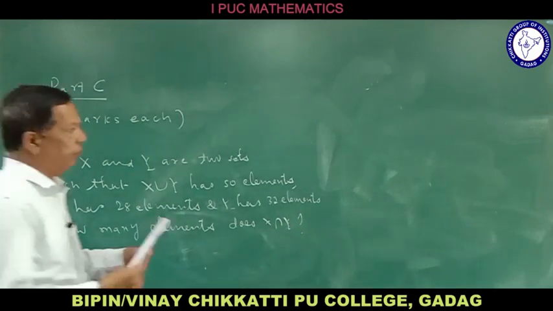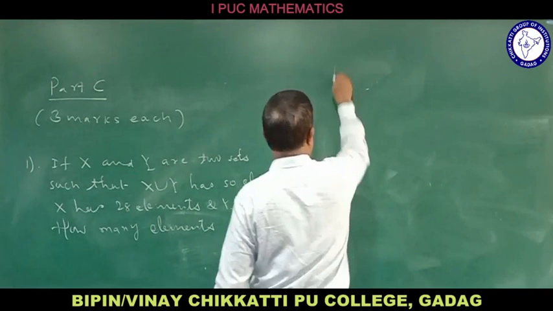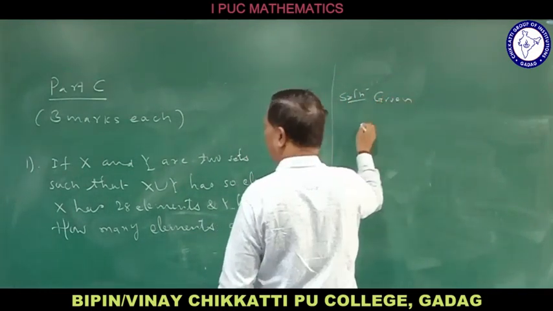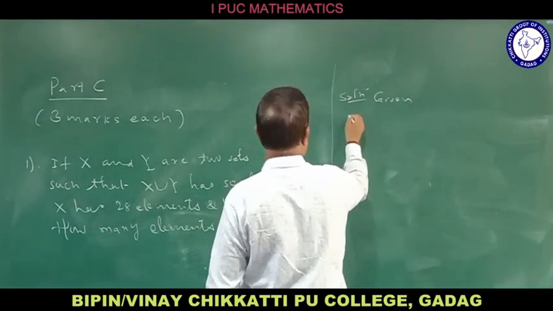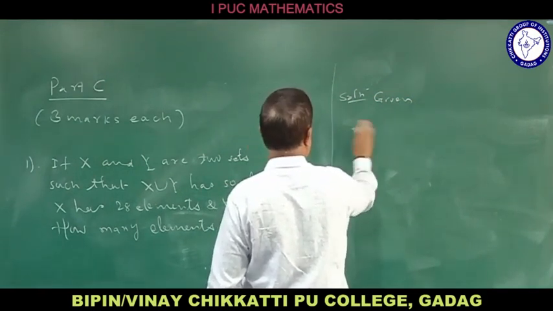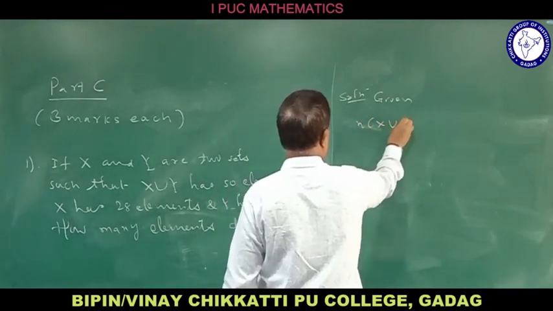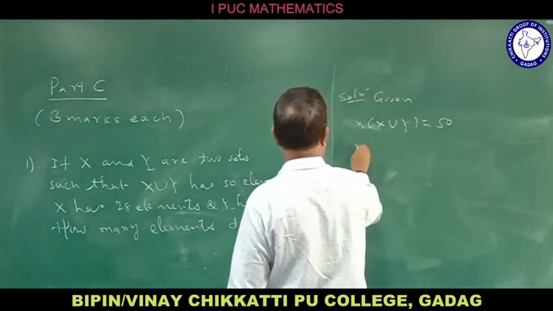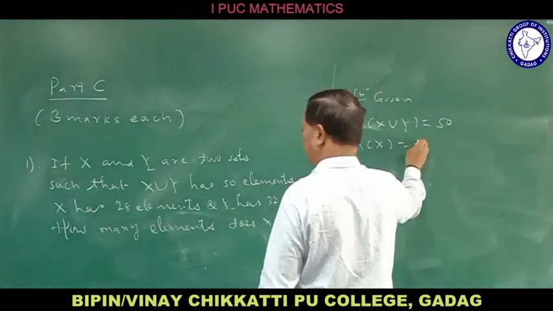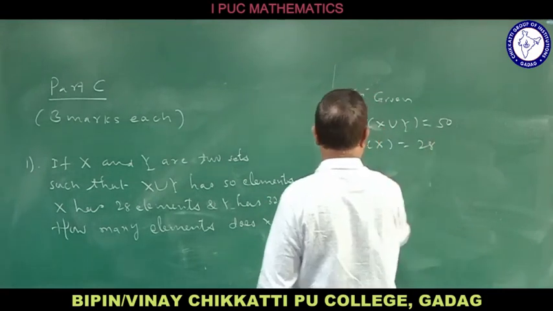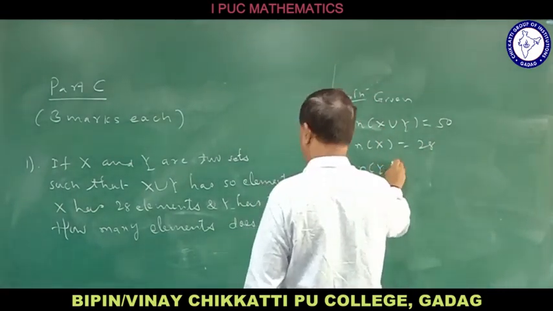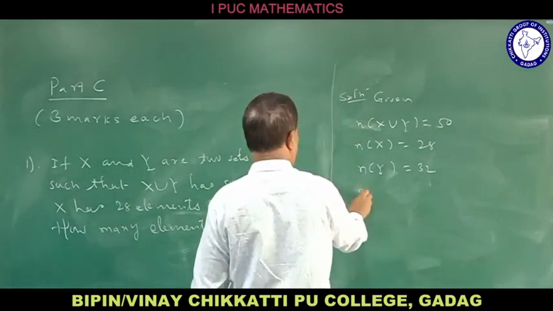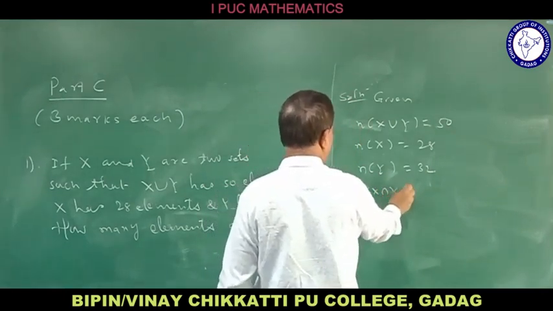Very simple. We have seen a similar question in part B; in the same way you have to write the given information very quickly. X and y are 2 sets. Given: the number of elements in x union y is 50, the number of elements in x is 28, and the number of elements in y is 32. The question asked: how many elements are in x intersection y? This is the question.